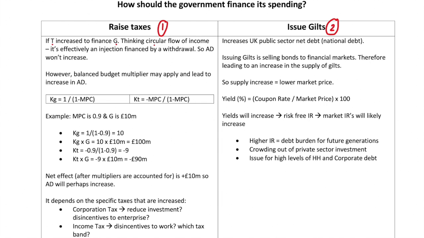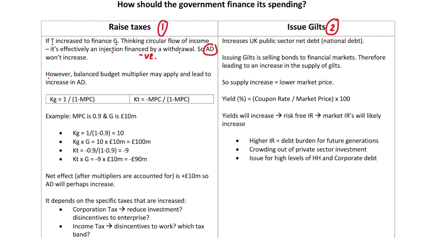If you increase your taxes to finance your government spending, then thinking about the circular flow of income, taxes are a withdrawal and government spending is an injection. If they're equal to each other, there's not going to be an increase in AD here, so that might not be a reason to do it. That could be a disadvantage of that route.